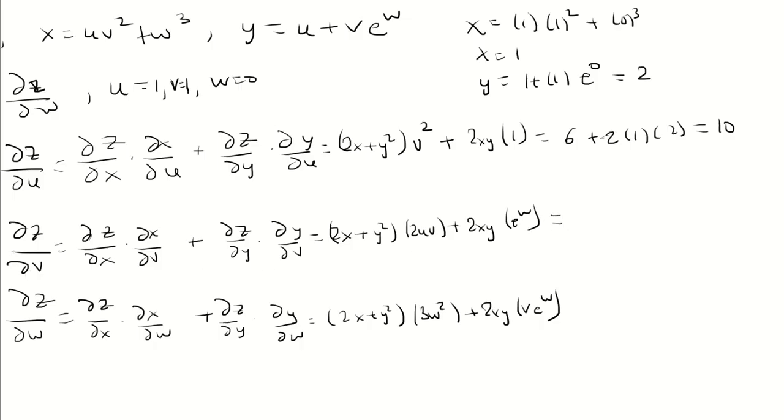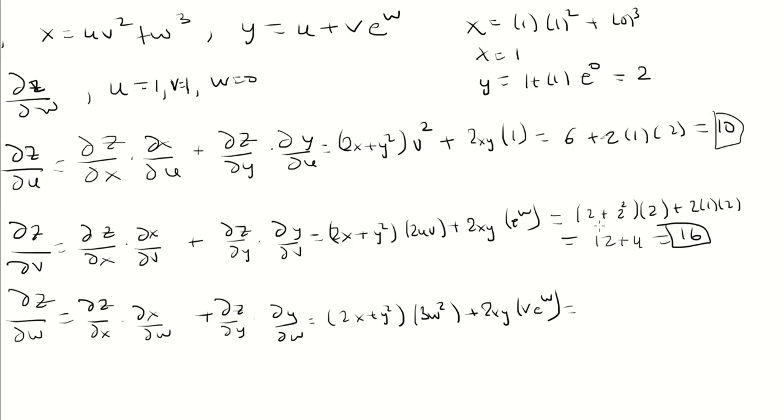And then partial z with respect to v, so this is 2x, that's 2, plus y squared, that's 2 squared, which is 4. U and v are both 1, so 2 times 1 is just going to be 2, plus, and then x and y, so you have 2 times 1 times 2, e to the w, which is just 1. So you have 4 plus 2 is 6, times 2 is 12, plus 2 times 2 is 4, and that's going to give us 16.